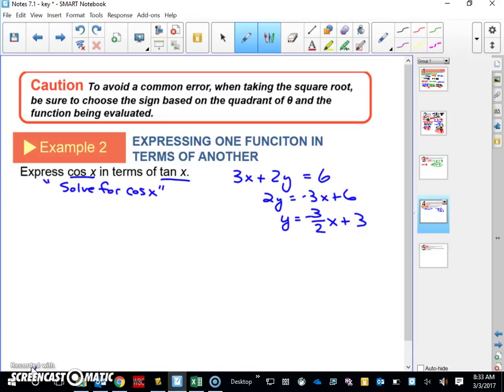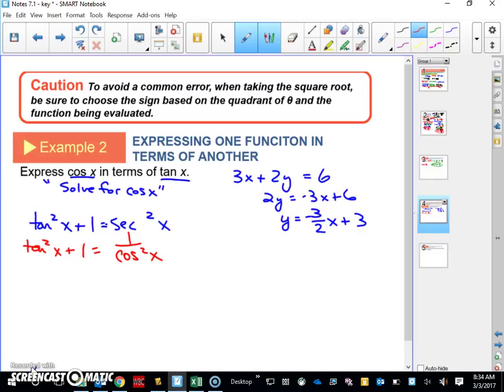What we're going to have to use is tangent squared x plus 1 equals cosecant squared x. No, that's not right. It's secant squared x, isn't it? Tangent squared x plus 1 equals secant squared x. Because we're going to be able to flip this secant. We know the reciprocal of secant is cosine, and that's going to be our connection. So let's start with that identity, and say secant is 1 over cosine. So tangent squared x plus 1 equals 1 over cosine squared x.